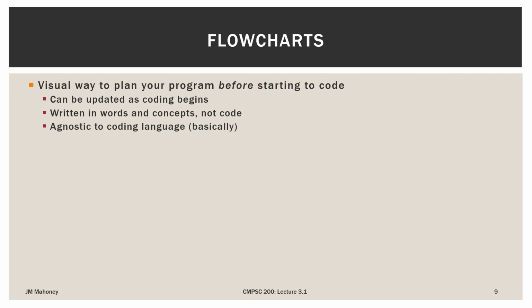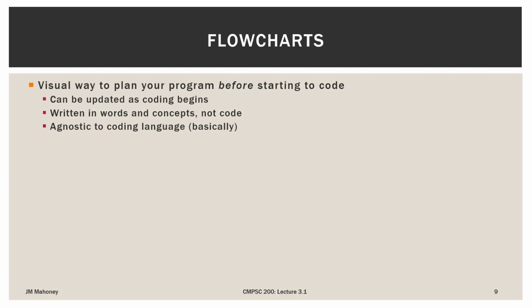So it's a plan before you get to the coding that can be updated as your coding begins, because it doesn't have to be necessarily perfect before you start the coding process, because it's very probable that you're going to find some flaws in the way you thought the flow was going to work or the program is going to work when you actually start to implement it. But it's kind of your first plan as you go into the coding process.